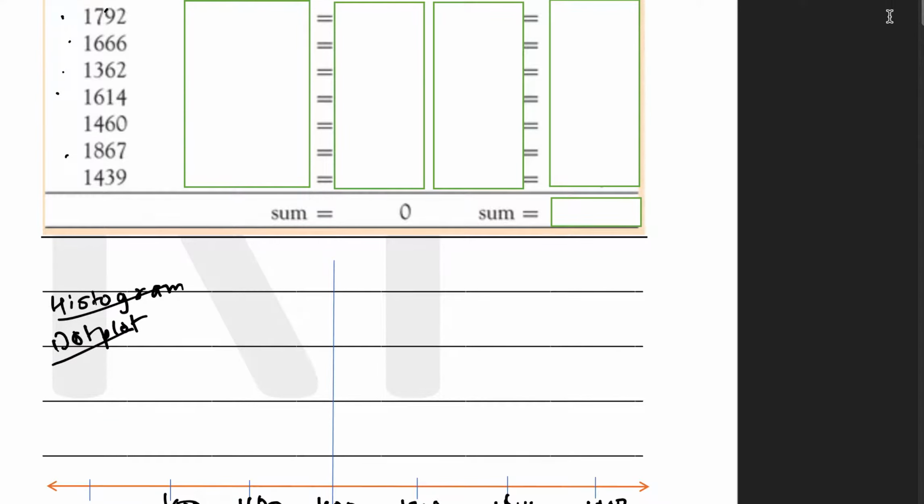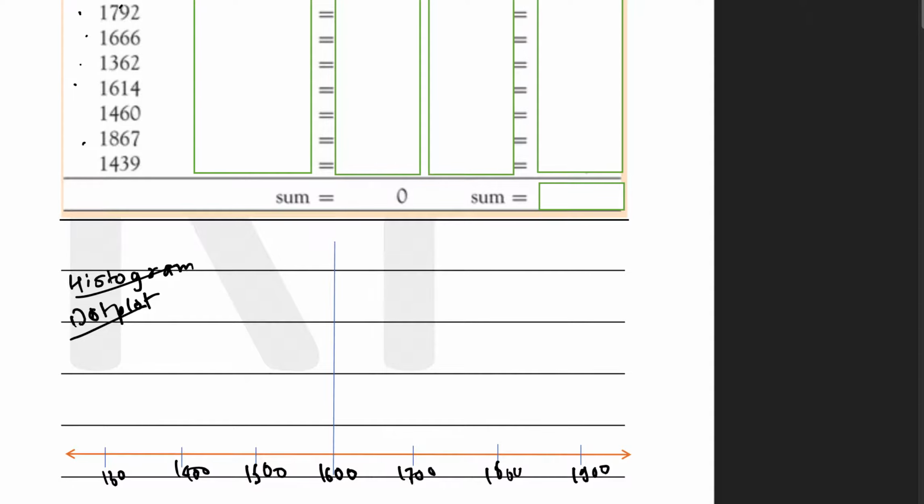Alright, so let me make sure that both the data points and the graph can be visualized at the same time. Alright, so now let's plot the first data point, 1792. That should be somewhere around here, right? Then 1600 should be somewhere around this.